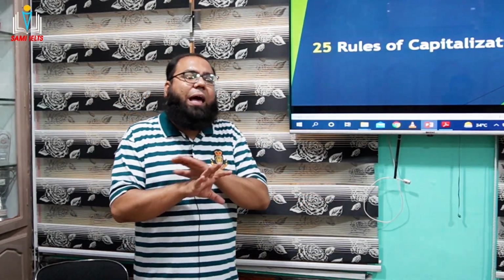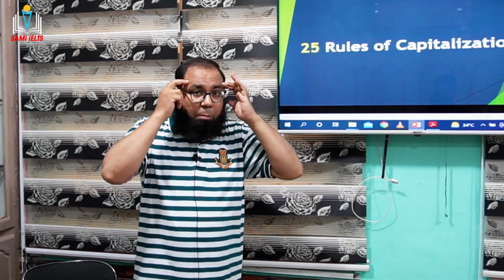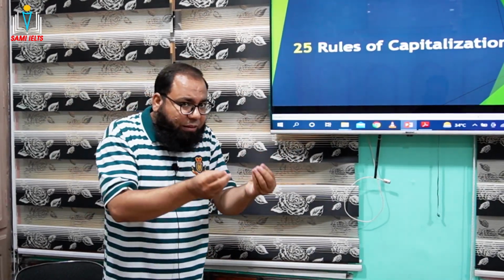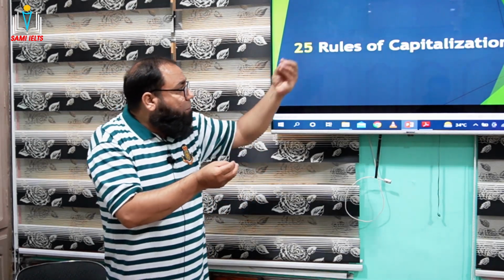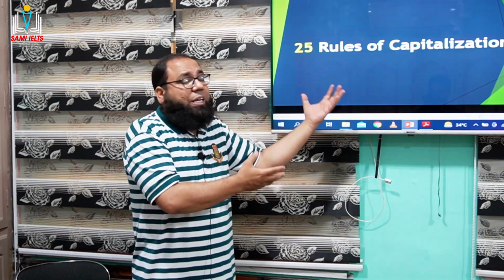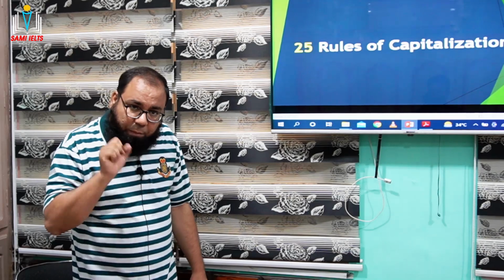From today onward, whenever you write anything in English, remember these 25 rules. These rules must always be in your mind. Whenever you write anything in English, if it is one of these 25 rules, you will have to write that word with a capital letter. If it is out of these 25 rules, it would be small. Is it clear now? Okay.